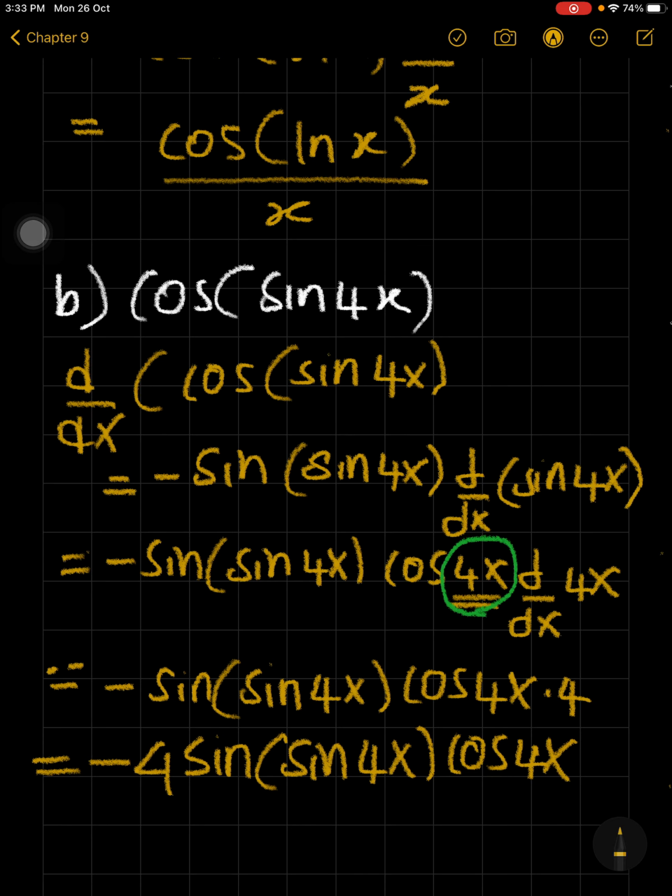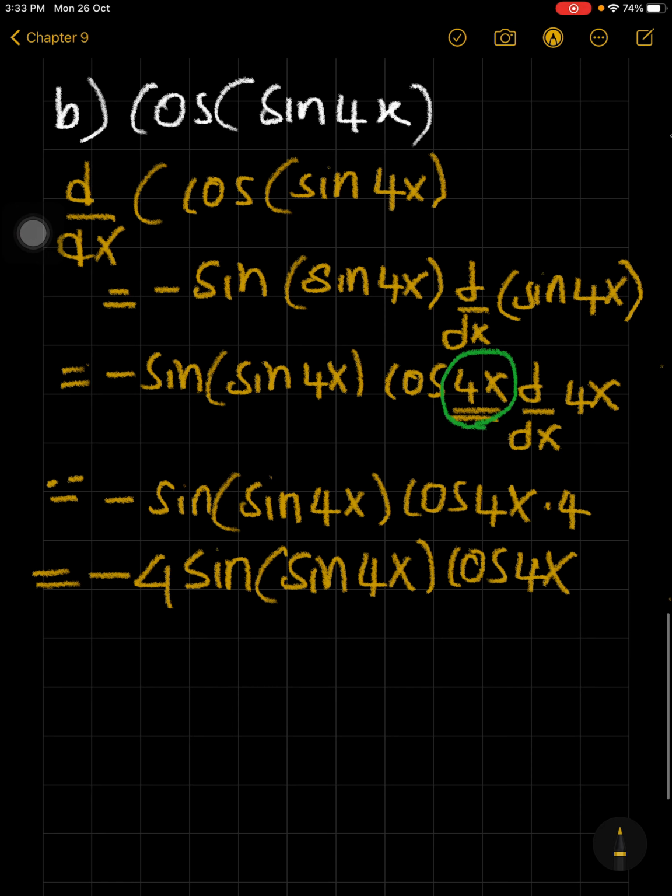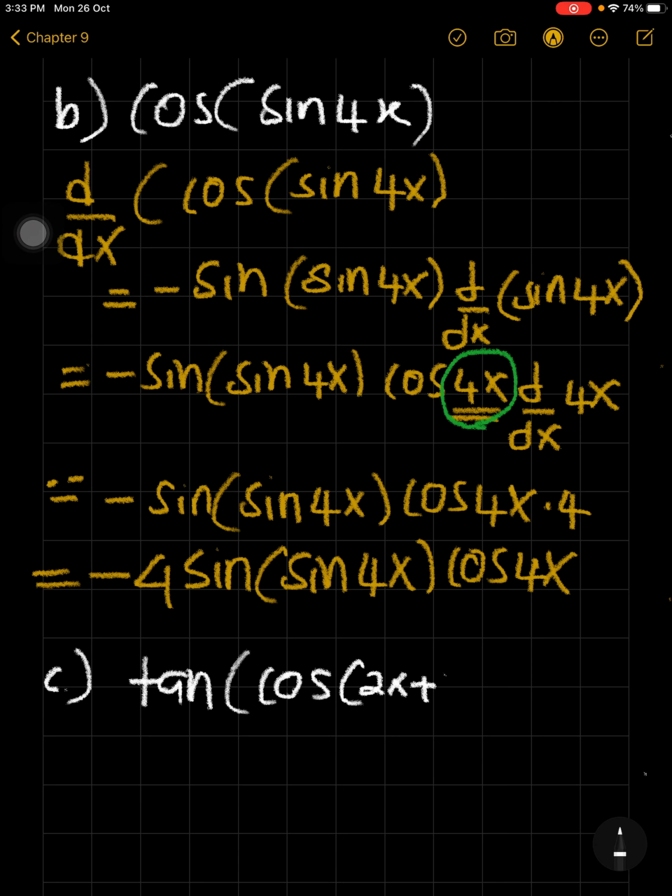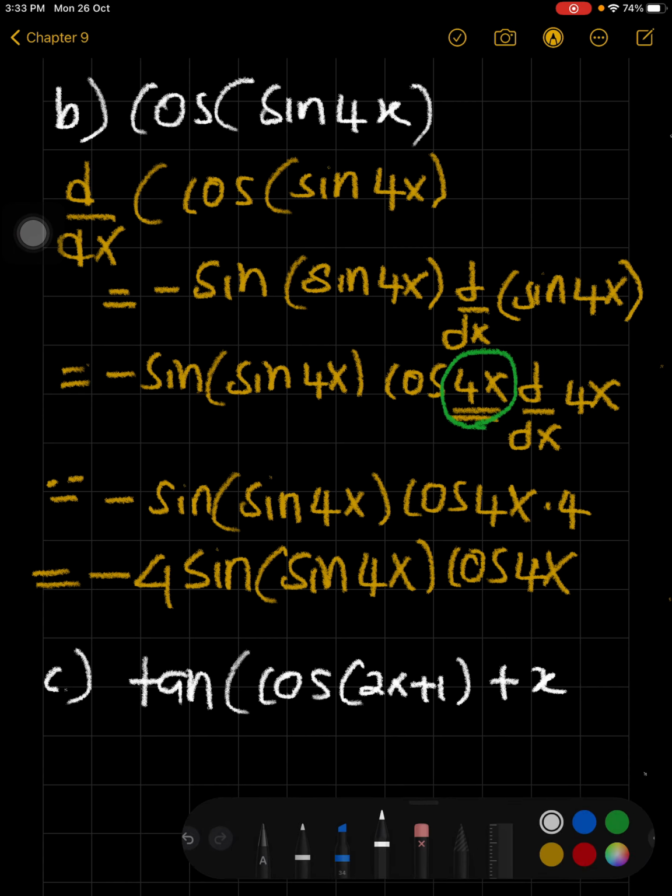Done. Okay, contohlah madam bagi soalan. Ni soalan tambahan untuk awak. Okay, contohlah dia ada tangent cos bagi pada sikit ke, 2x plus 1 plus x. Okay, so macam mana nak buat soalan ni? Macam tadi lah, you have to differentiate. Dia bagi sikit saja ya.